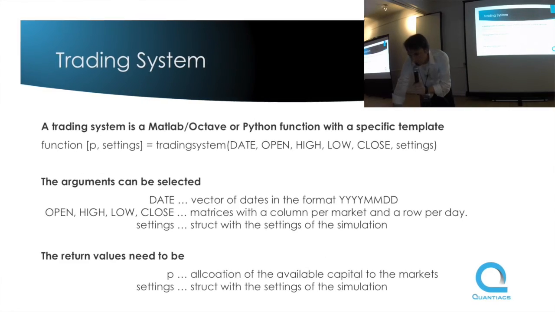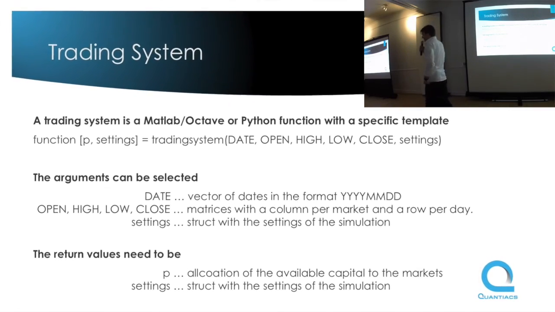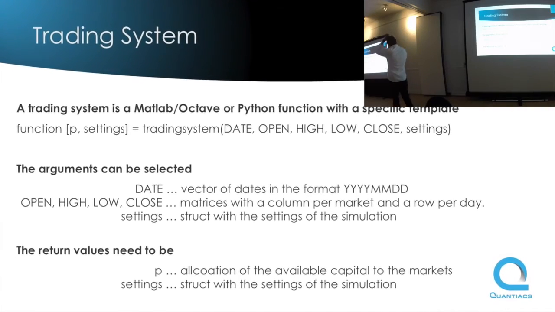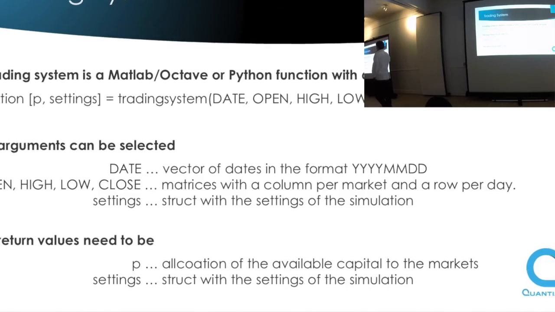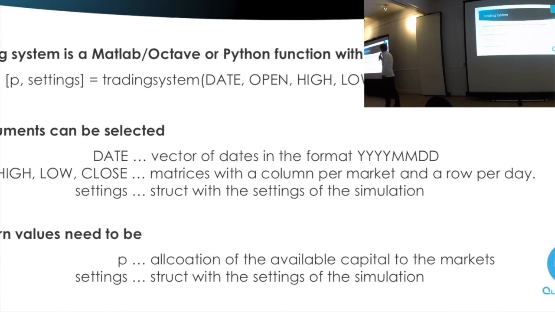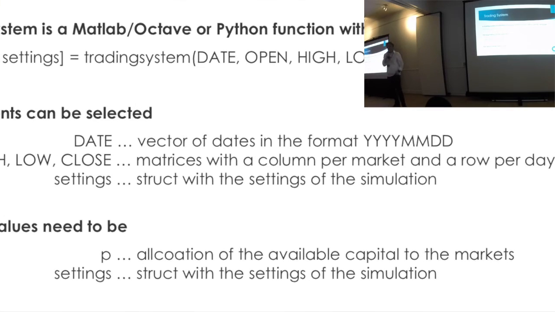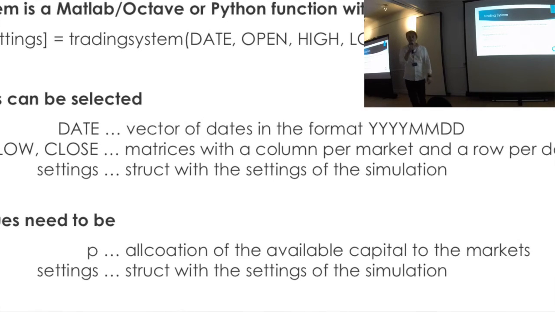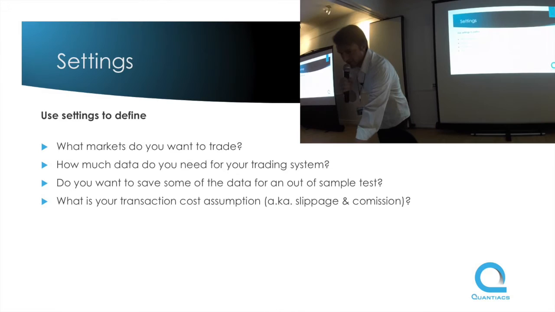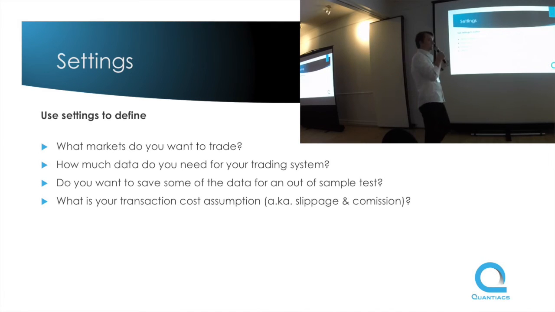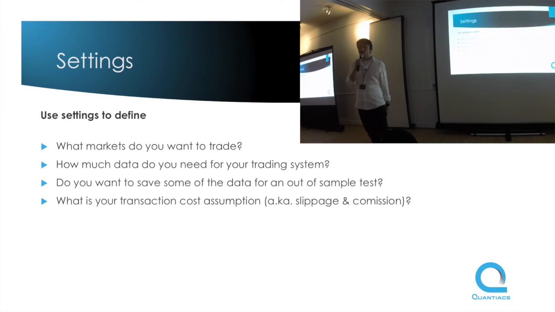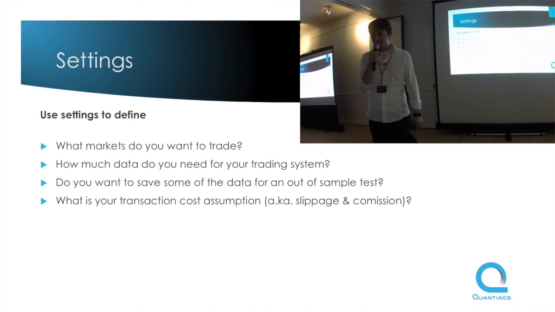And the last thing that we need to discuss in the function template is the settings struct. With the settings struct, you can define the environmental variables of your trading strategies, so the settings of your trading system in this case. What would these settings look like? What can you define? You can define the portfolio that you want to trade. So maybe you don't want to develop an algorithm for all the 44 futures, but just for foreign exchange futures. You can define them in settings.